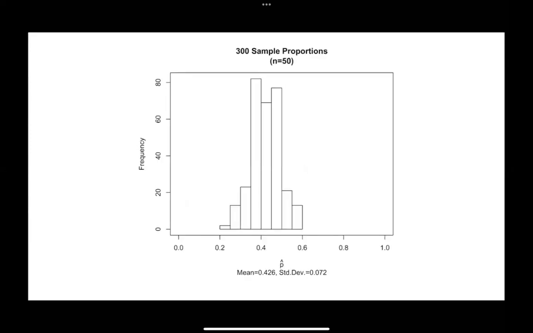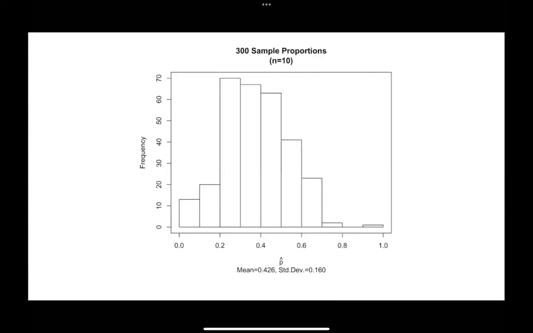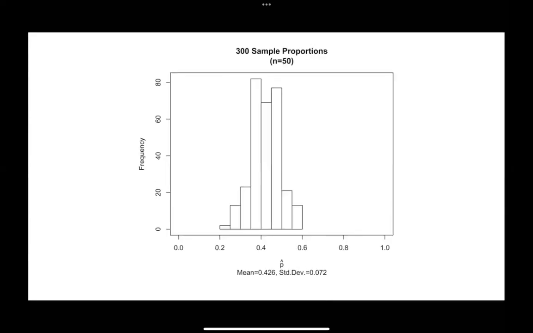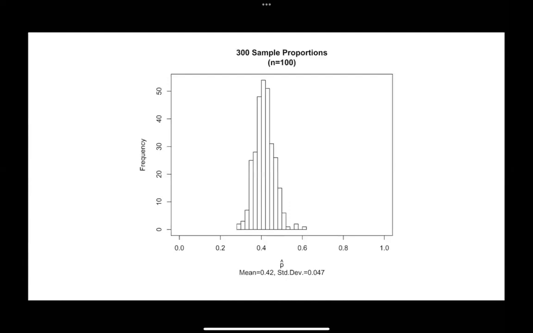Here's my sample size 50. Look at that. Look at the difference. We had a 0.16 standard deviation before. With sample size 50, our standard deviation is only 0.072, and our mean is 0.426 still. Okay, let's look at our bigger sample sizes. Look at that. Sample size of 100. We are now at the same mean as our population, and our standard deviation is 0.047. So it is getting smaller and smaller.